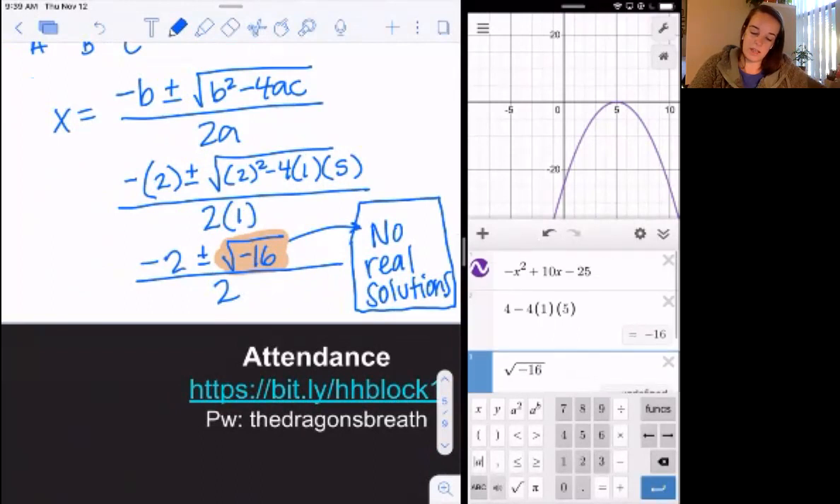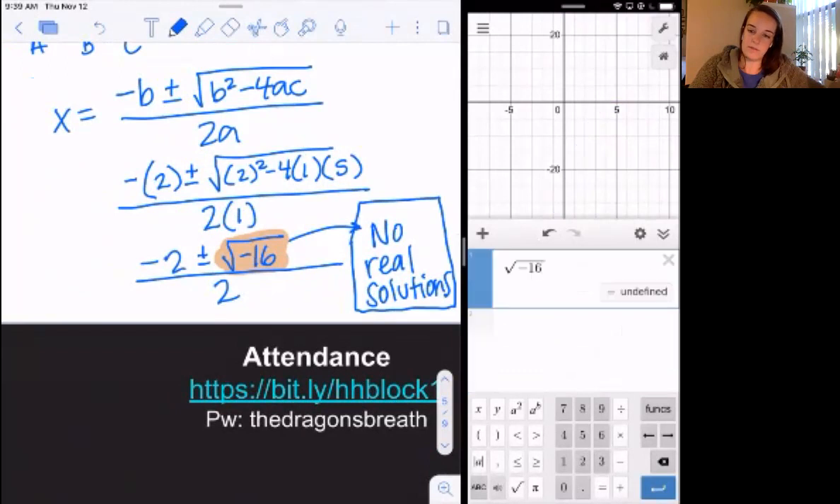What is this going to look like on the graph? Any ideas?